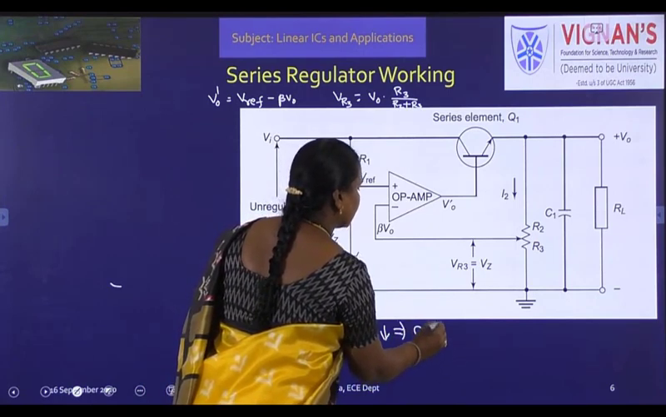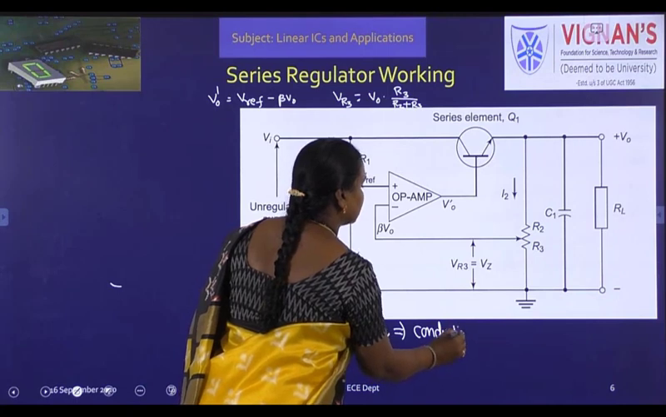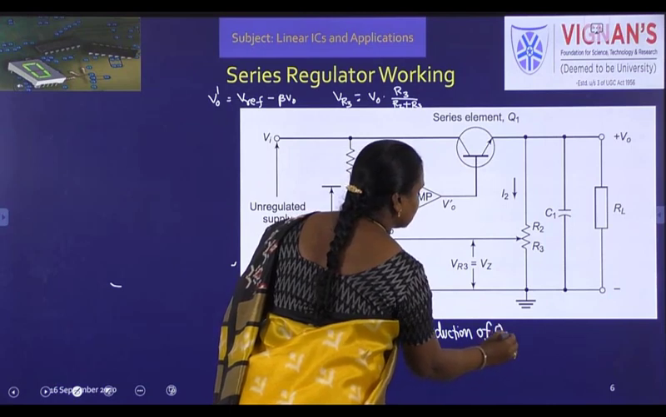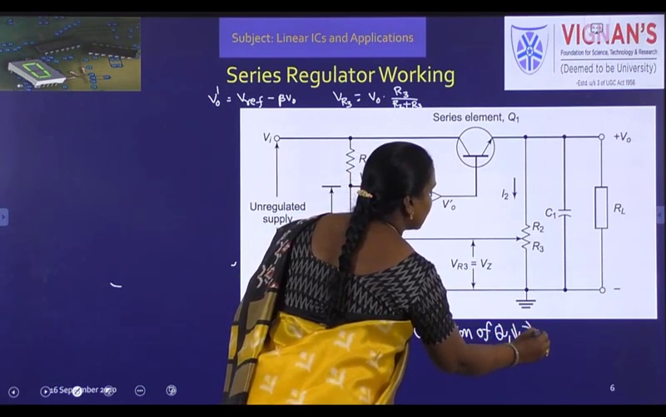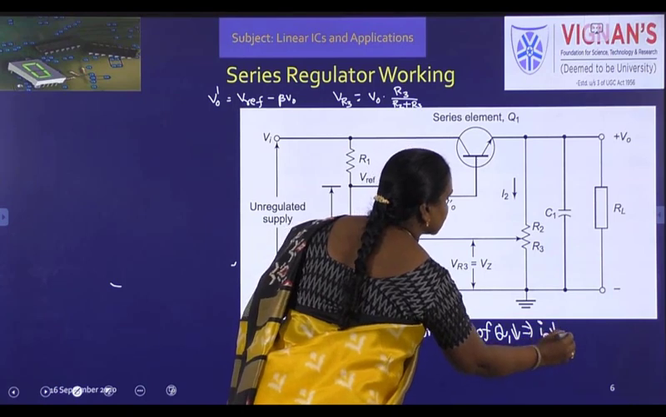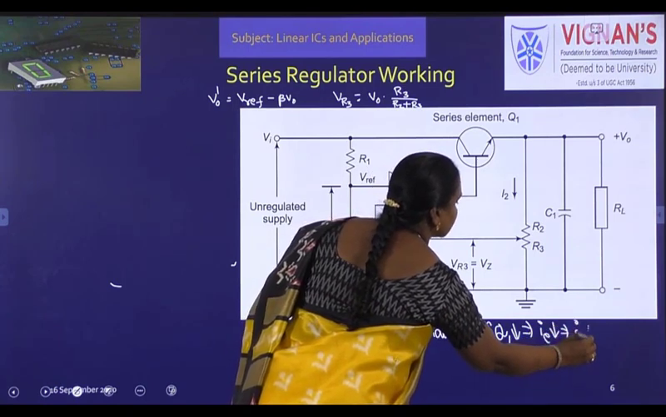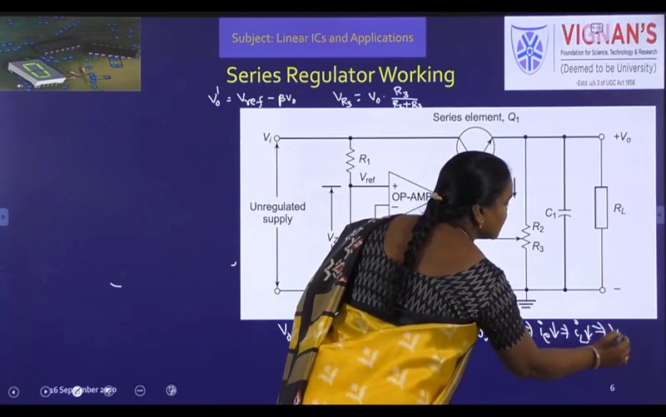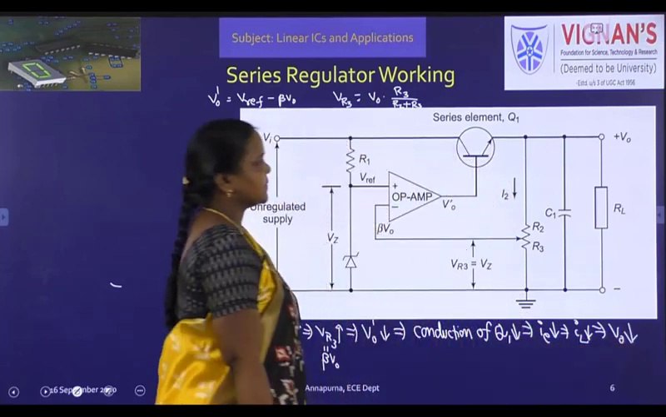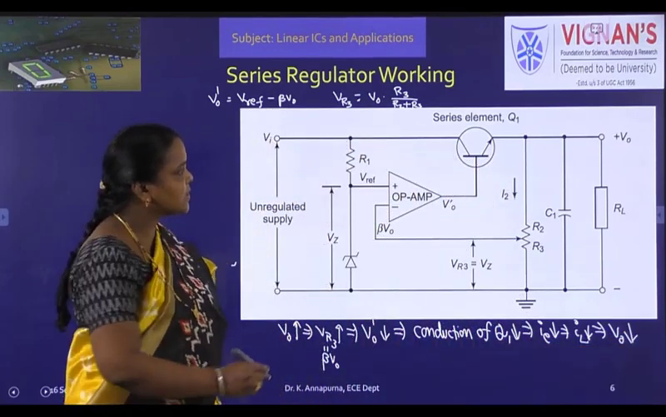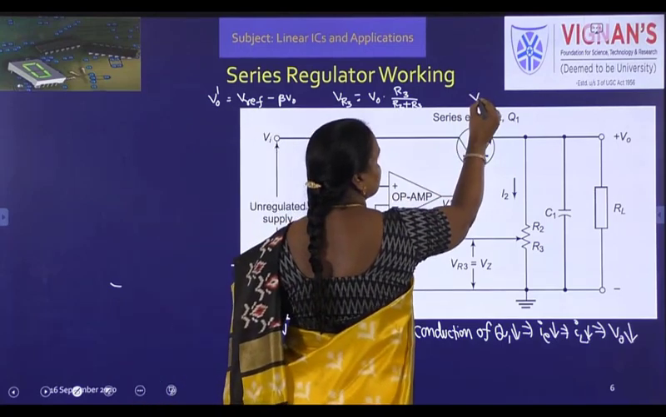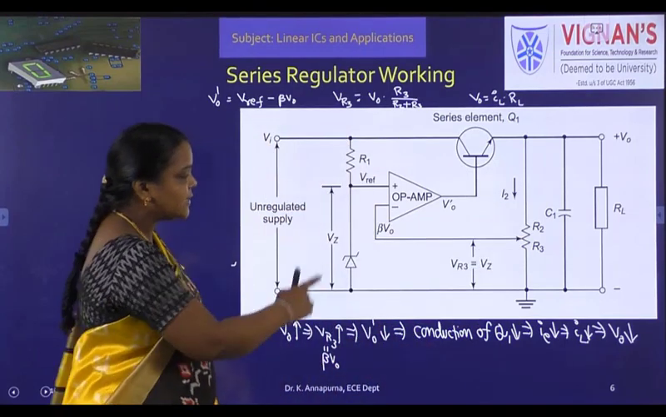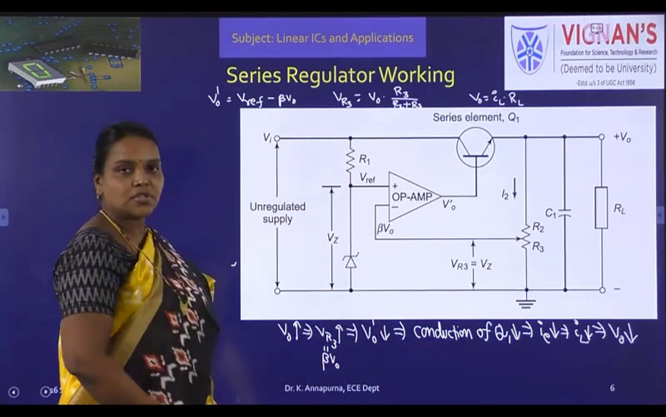So conduction of Q1 decreases. This implies IE decreases, so IL decreases. So IL decreases means what happens to V0? Decreases. If load current decreases, what is the relation? V0 is equal to IL into RN. So if IL decreases, V0 decreases, right?